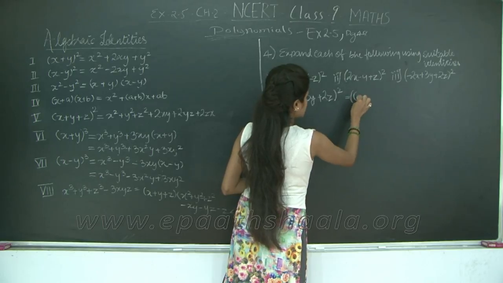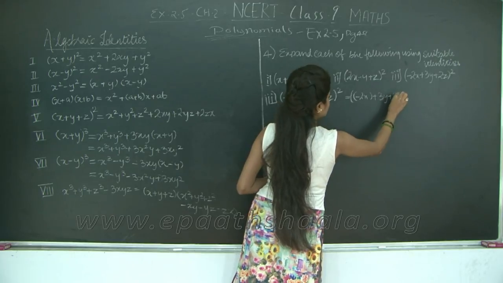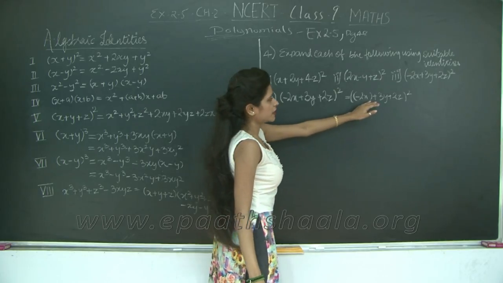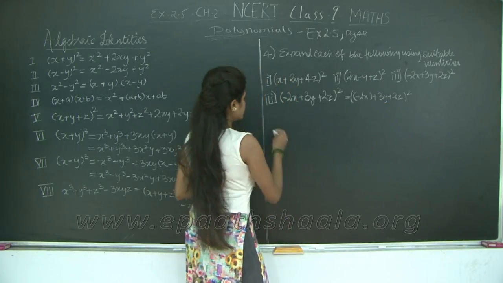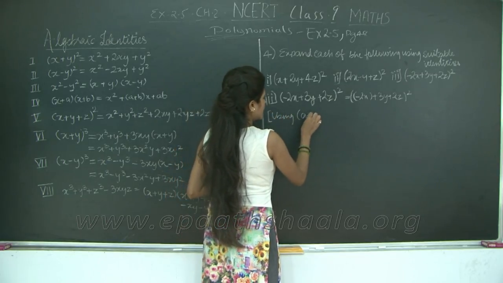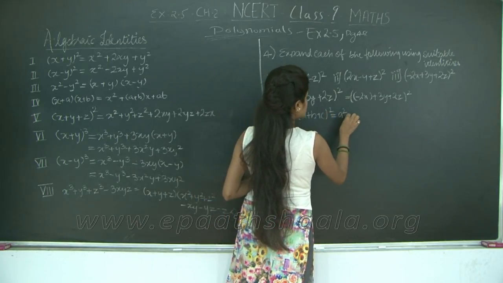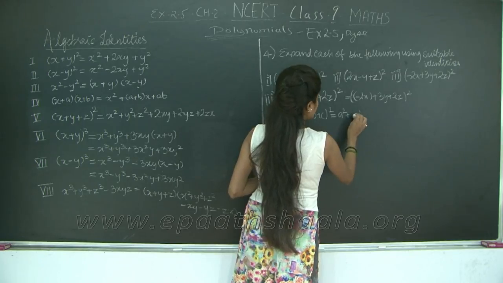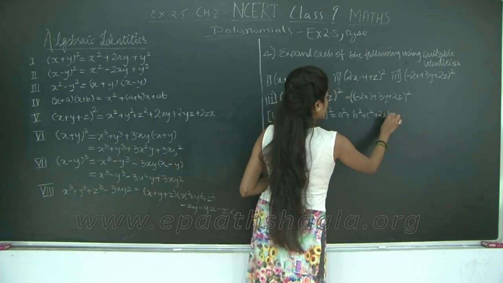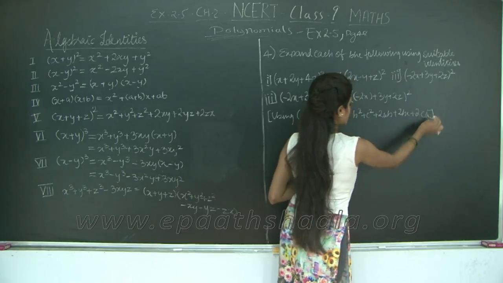Minus 2x plus 3y plus 2z the whole square. So this is xyz the whole square, or a plus b plus c the whole square, right? So using my fifth identity, a plus b plus c the whole square is equal to a square plus b square plus c square plus 2ab plus 2bc plus 2ca, right?